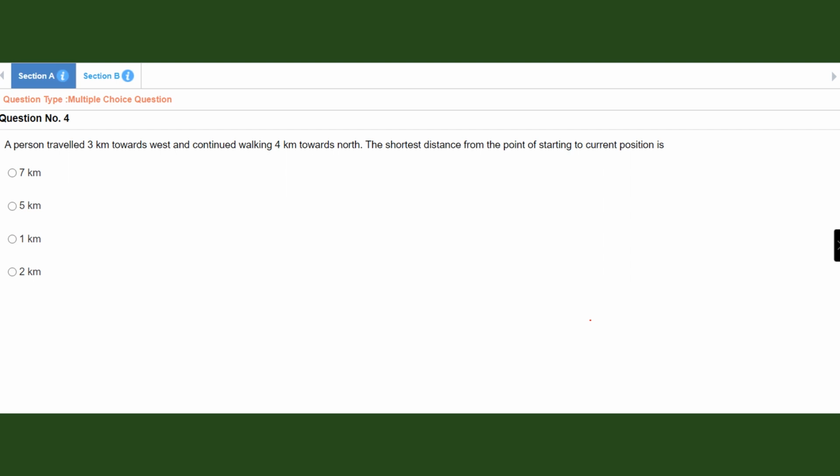Question number 4. A person traveled 3 kilometers towards west and continued walking 4 kilometers towards north. So the shortest distance from the point of starting to the current position: if this is the starting position and he went 3 kilometers towards the west and then 4 kilometers towards the north, and this is the final position, what will be the shortest distance? It will be the displacement, which is this.